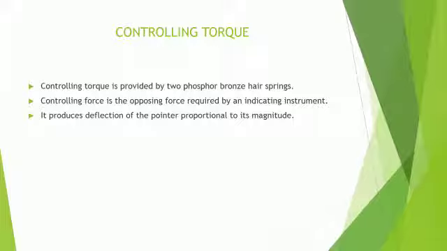I have explained the deflecting torque; the second one is the controlling torque. Controlling torque, or controlling force, is the opposing force required by an indicating instrument so that the current to be measured produces deflection of the pointer proportional to its magnitude. The controlling torque is provided by two phosphor bronze hair springs.